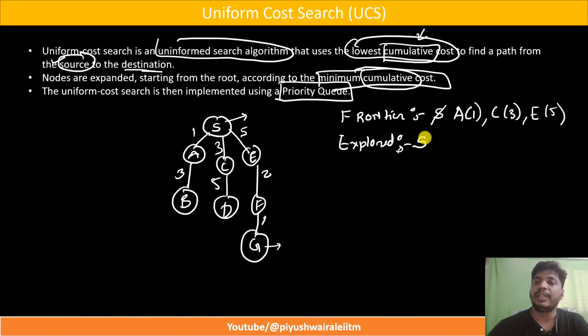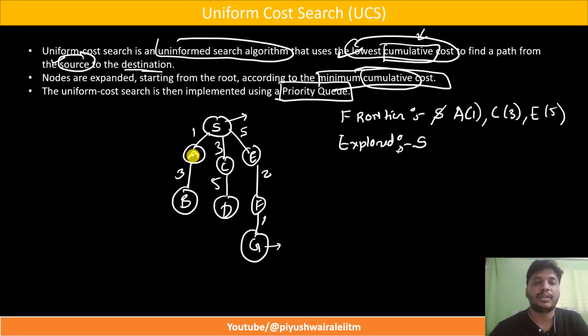But which one do we have to take next? Here we are following a priority queue. So in the queue, we have to take the node which has the higher priority. Which node has higher priority? The one with the lowest cumulative cost. In this case, A has the lowest cumulative cost. So let us explore A.